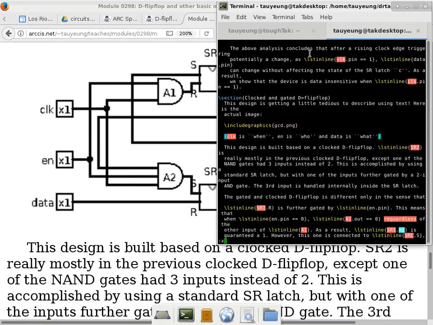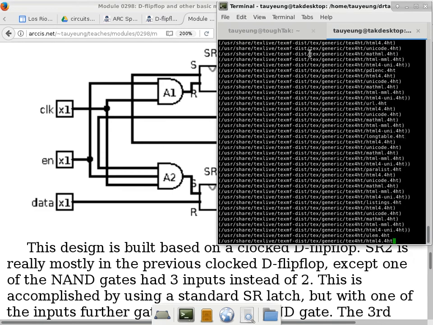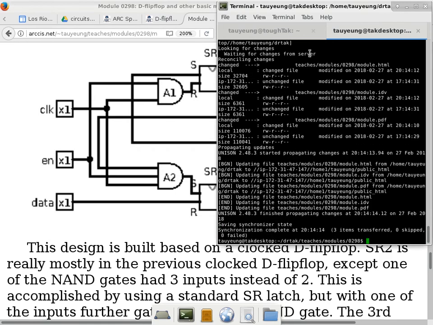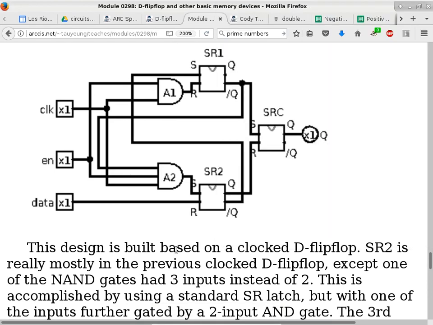Student: It feels like that should be the other way around. As far as between enable and clock, I feel like maybe enable says when, right? Nope. Enable specifies whom.